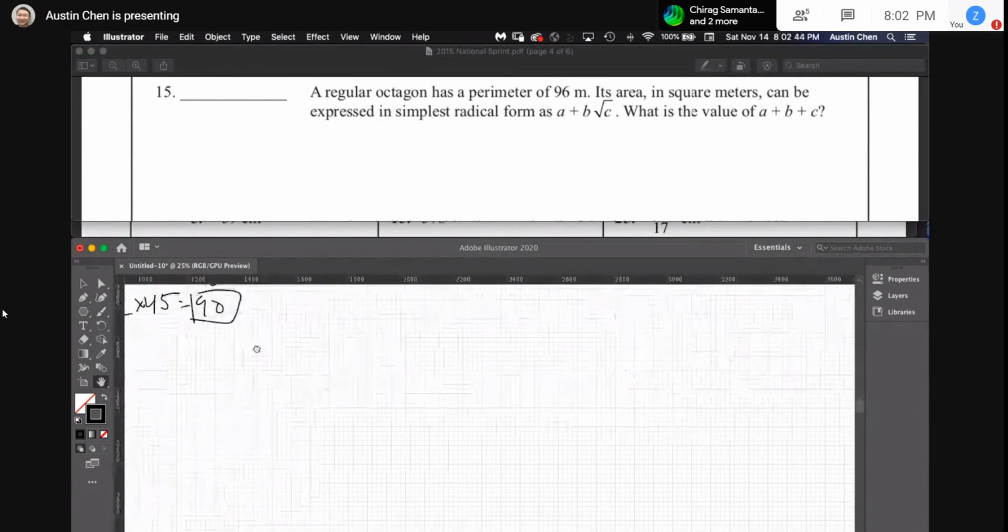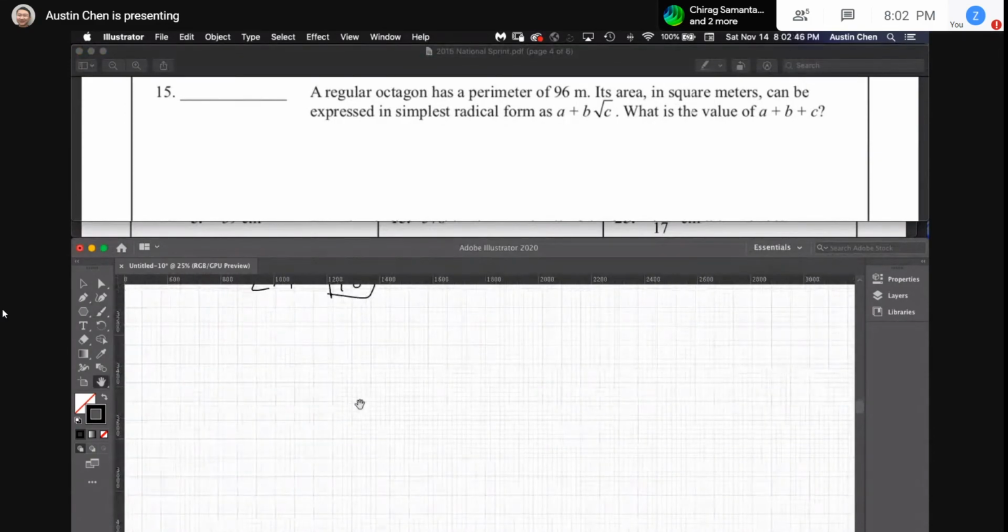All right. Number 15, a regular octagon has a perimeter of 96 meters. Its area in square meters can be expressed in simplest radical form as a plus b root 3. Sorry, what is the value of a plus b plus c?